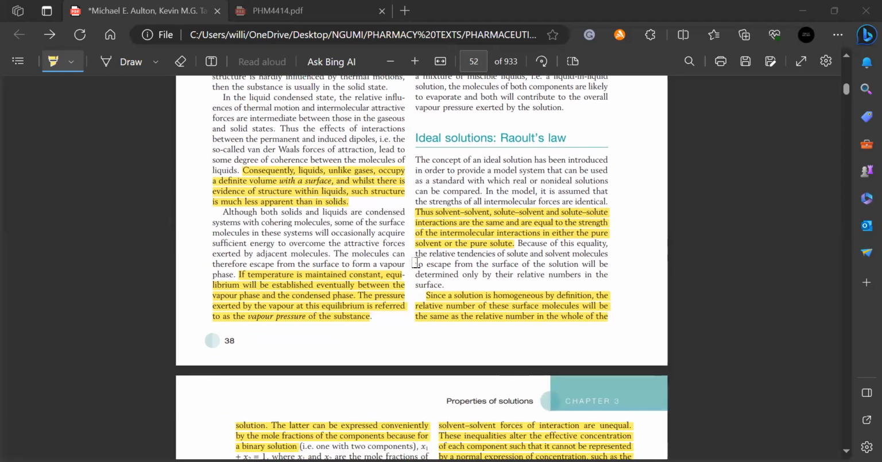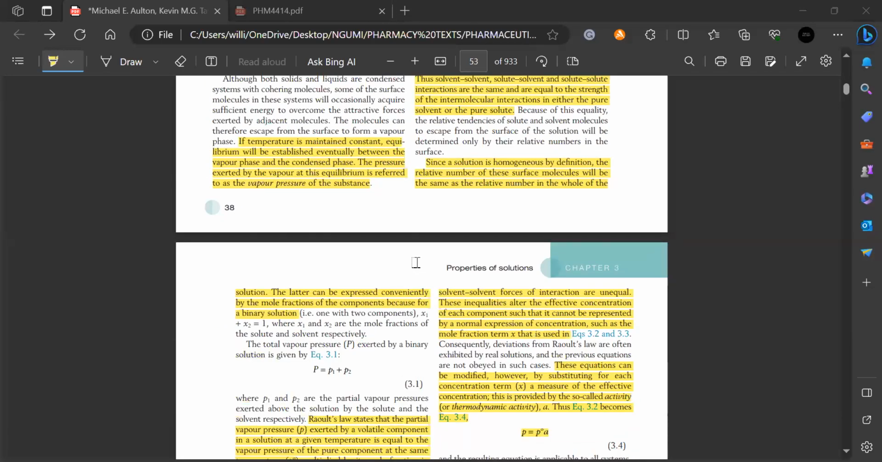In an ideal situation, solvent-solvent, solute-solvent, and solute-solute interactions are the same and equal to the strength of intermolecular interactions in either the pure solvent or the pure solute. And since solutions are homogeneous by definition, the relative number of these surface molecules will be the same as the relative number in the whole solution.